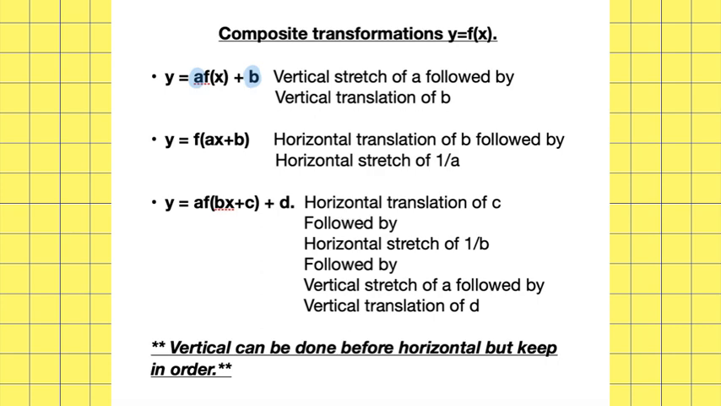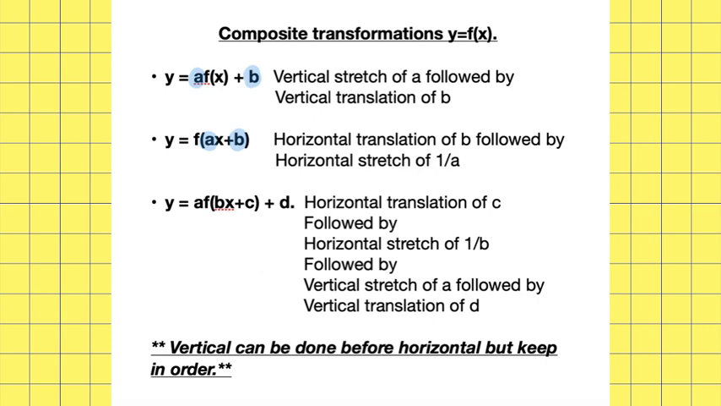If you are doing two horizontal transformations together, you go in the opposite direction. So you do the horizontal translation B first, followed by the horizontal stretch A, which is a horizontal stretch of scale factor 1 over A.